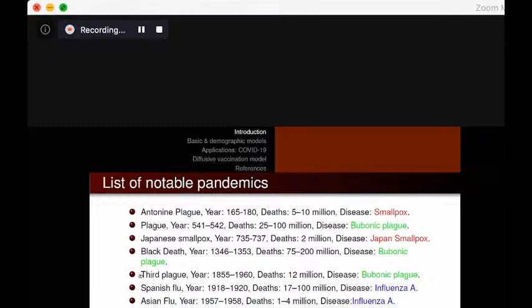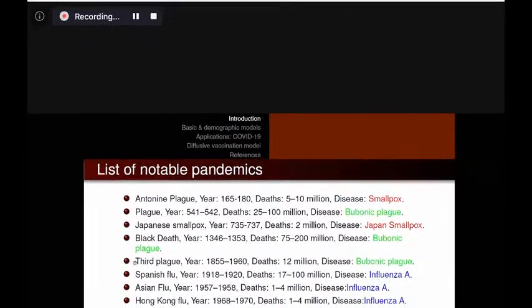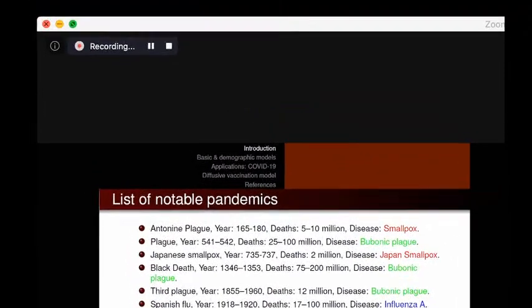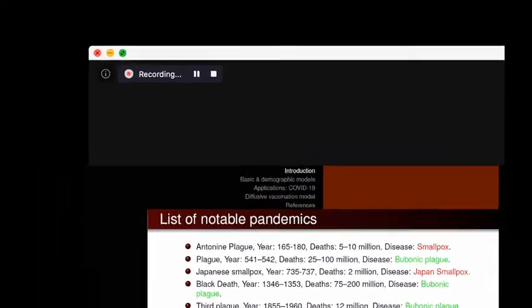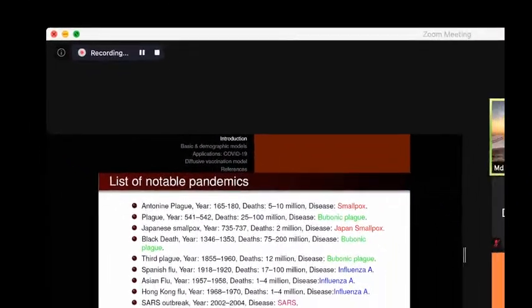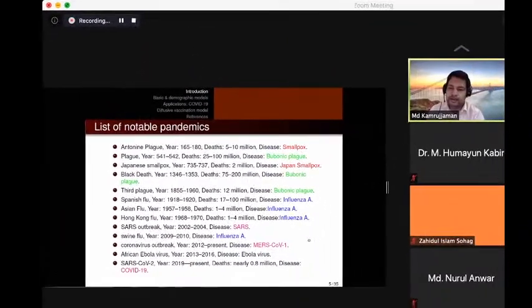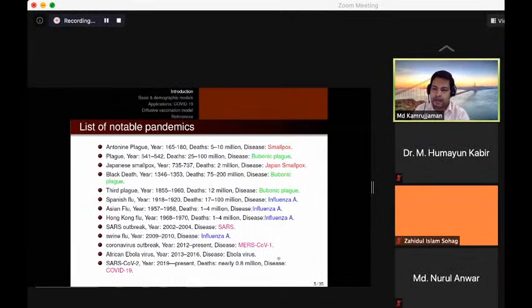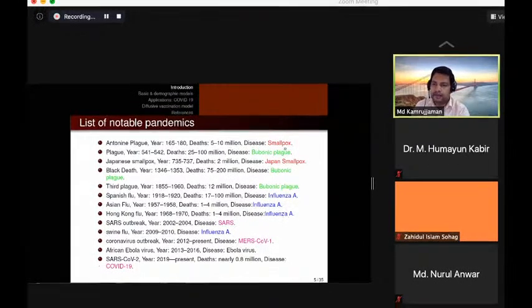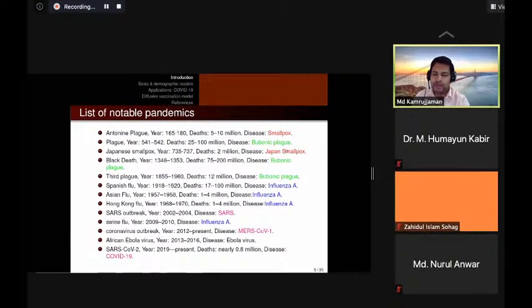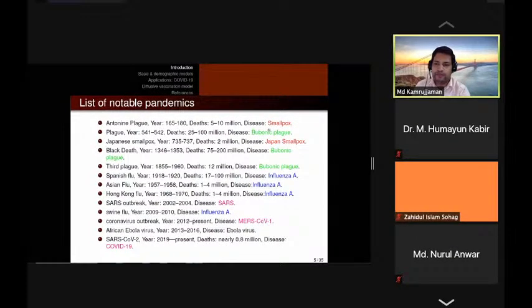Asian flu, Hong Kong flu, SARS outbreak, swine flu, coronavirus outbreak, Africa Ebola viruses, and currently SARS-CoV-2. So here, if we consider the death and the disease, there are multiple different colors. Check the red color, that is smallpox, which occurred 2 times in the world. Then check the plague, bubonic plague, that is 3 times.